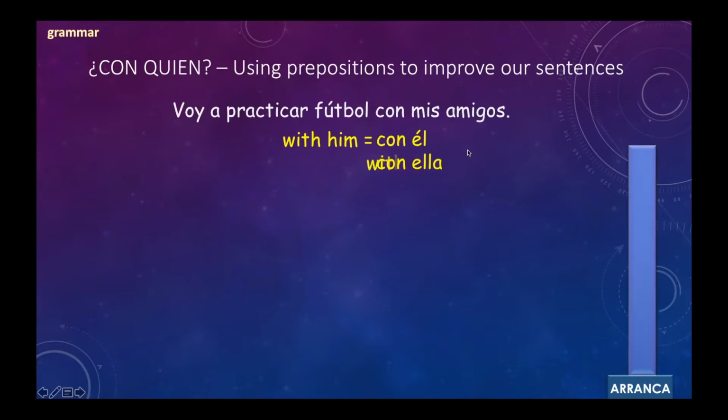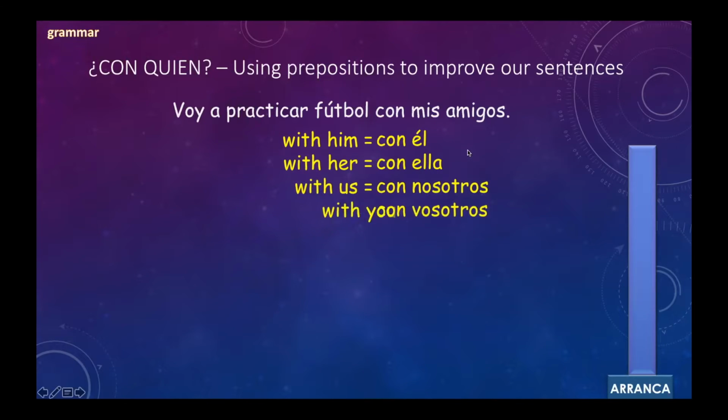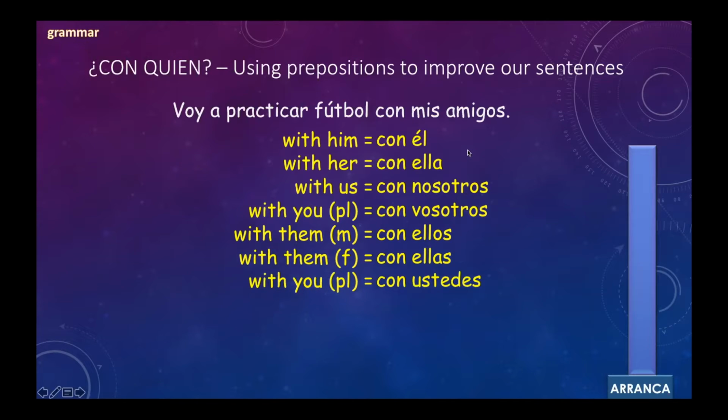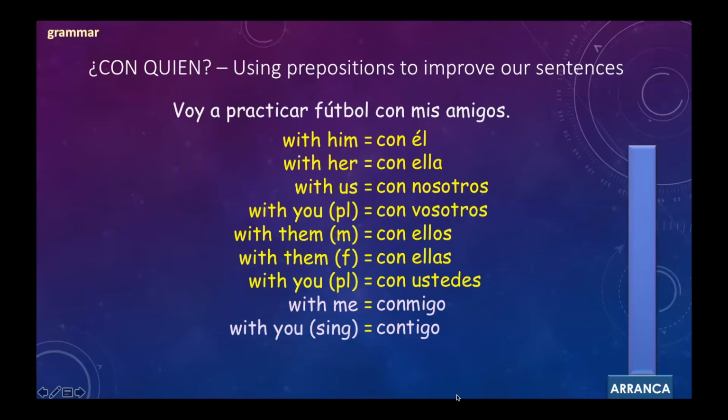Now you can have con ella, with her, con nosotros, with us, con vosotros, with you, plural, con ellos, with them, masculine, con ellas, with them as feminine, con ustedes, and that would be plural, and it's a formal way of plural. However, there is a change when it comes down to with me and with you. With me will be conmigo, and contigo will be with you. And we use these two a lot in Spanish.